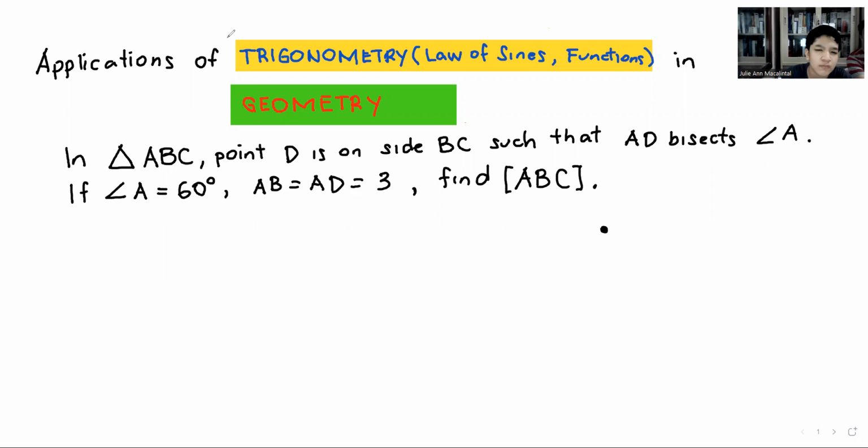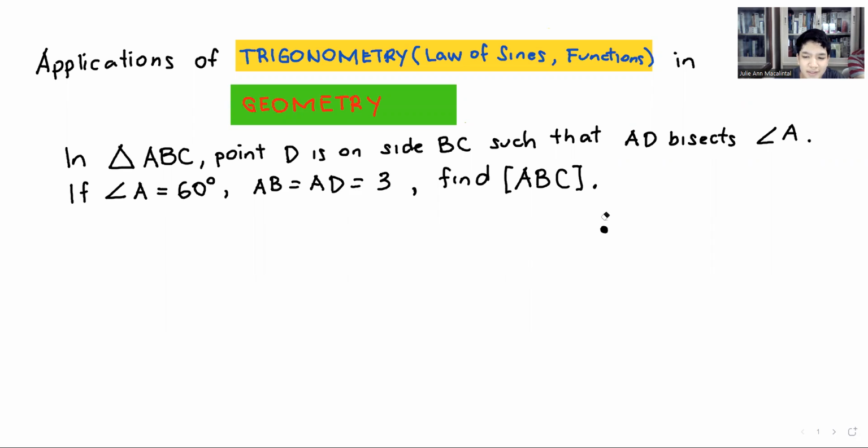In triangle ABC, point D is on side BC, such that AD bisects angle A. If angle A is equal to 60 degrees and AB is equal to AD, which is also equal to 3, then find the area of ABC.